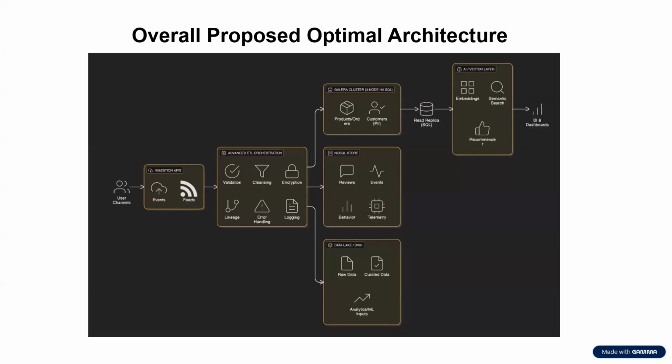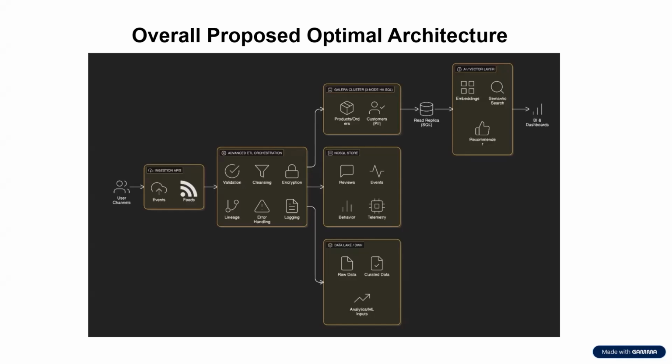So it includes unified ingestion, and once data is ingested, there is an advanced ETL orchestration pipeline similar to what we have today, but on a very high level. Today, the pipeline that I implemented was on a lower level, but it gave an idea, right? So in this advanced orchestration, we will be doing some validation and cleaning, which I did today, and logging. But ideally, it should also include encryption and lineage and error handling.